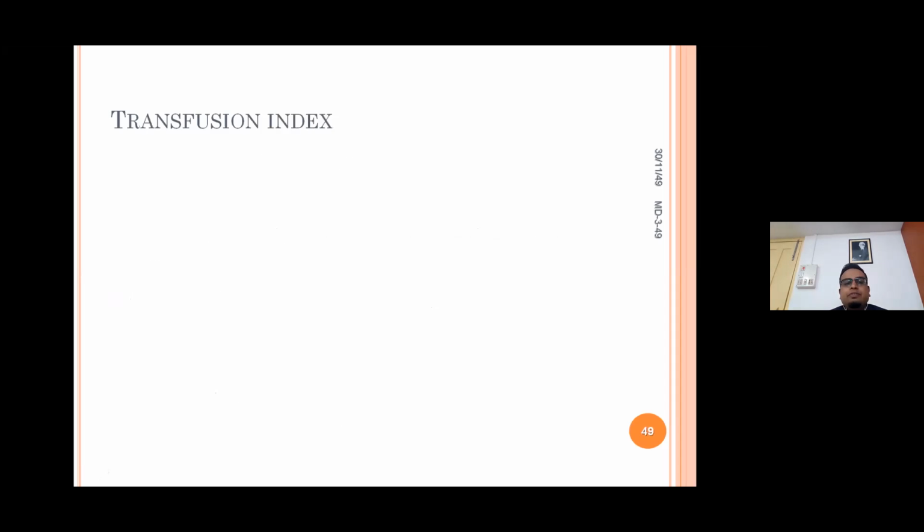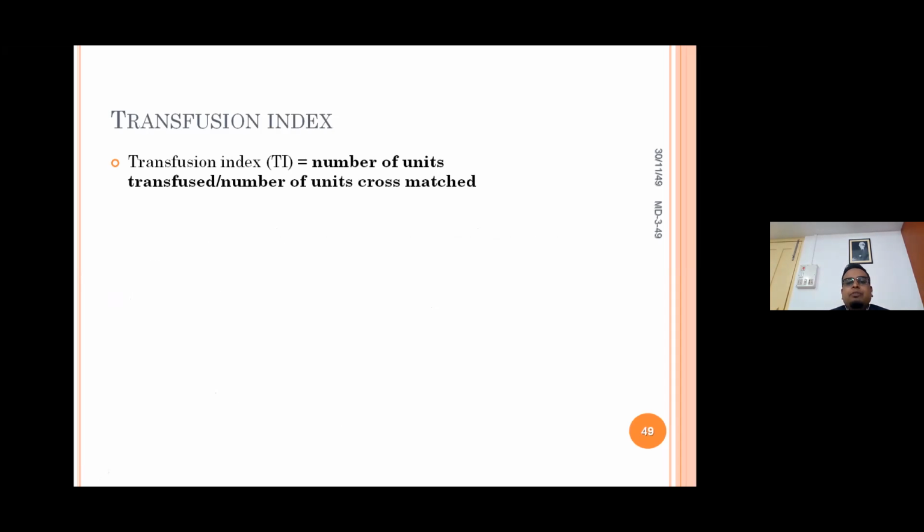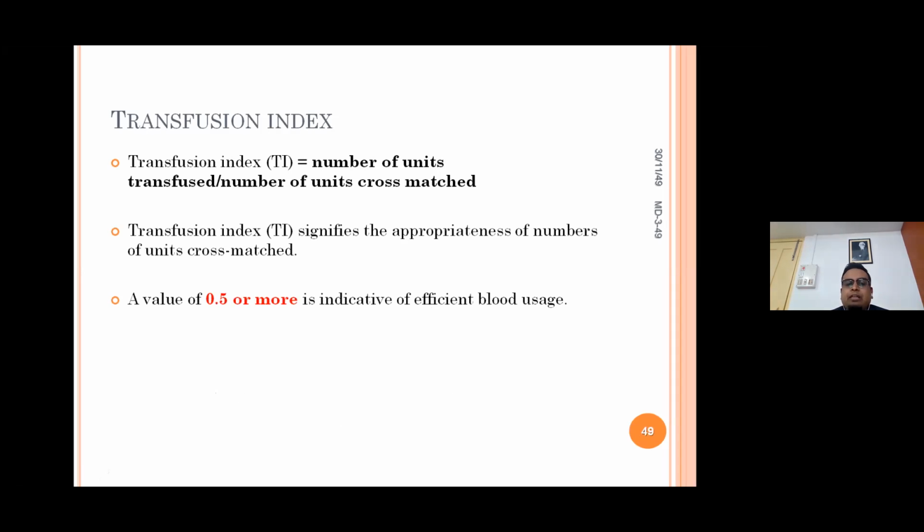And finally, the transfusion index. It is the number of units transfused by the number of units cross-matched. It is similar to transfusion probability, but not in terms of percentage. It is just a simple ratio, and it signifies the appropriateness of the number of units cross-matched. A value of 0.5 or more is indicative of efficient blood usage. As you saw in transfusion probability, it was 50% or more. Since that was in percentage and this is a ratio, it is 0.5 or more. Simple.